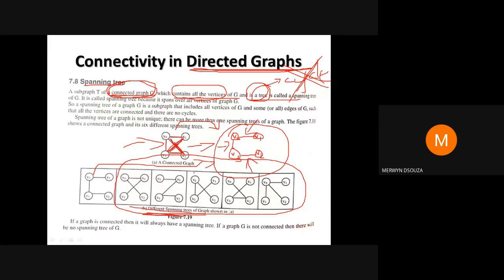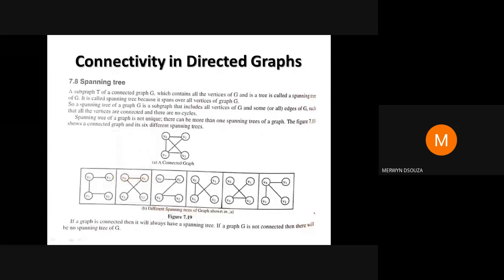So then we call it a spanning tree. Okay. I hope you got it.